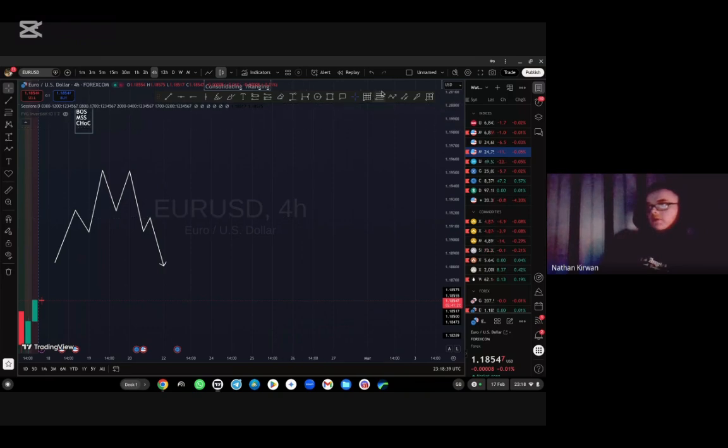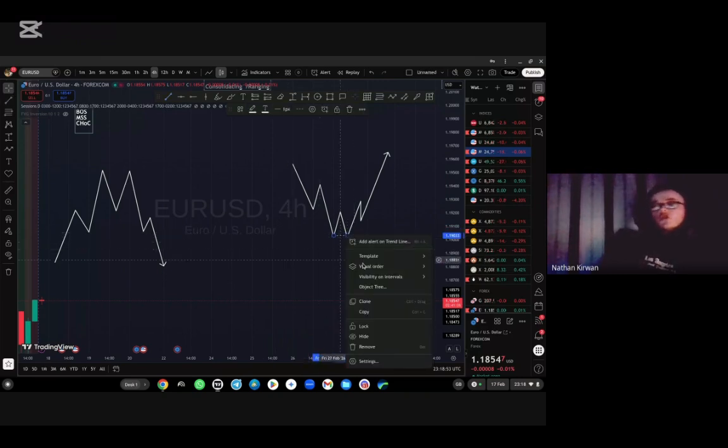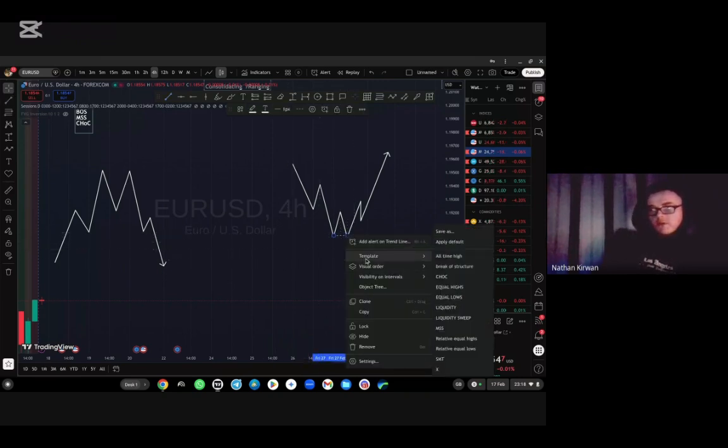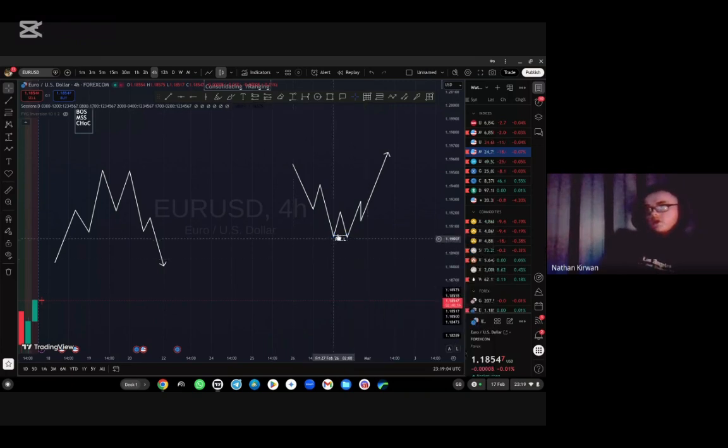Bang, bang, bang. These two are your equal lows, or your relative equal lows. They don't have to be bang on the money, as long as it didn't sweep the high. As long as it didn't sweep it, because if it swept it, then you look at it as a liquidity sweep and not as an equal high or an equal low. So these are your relative equal lows, and then these up here are going to be your relative equal highs.